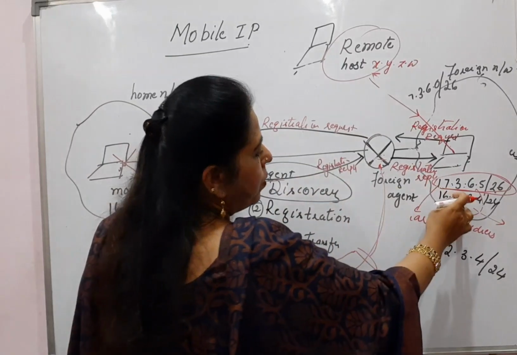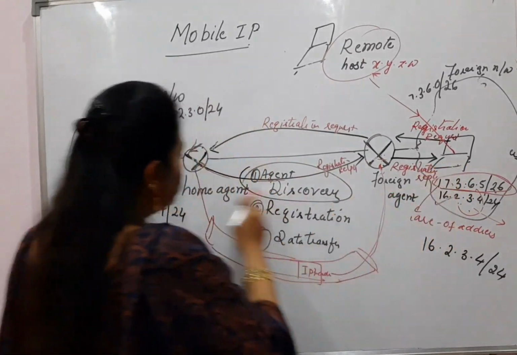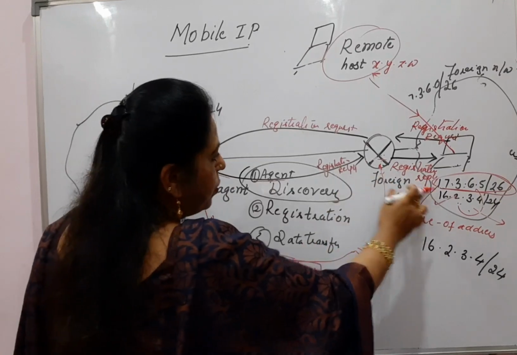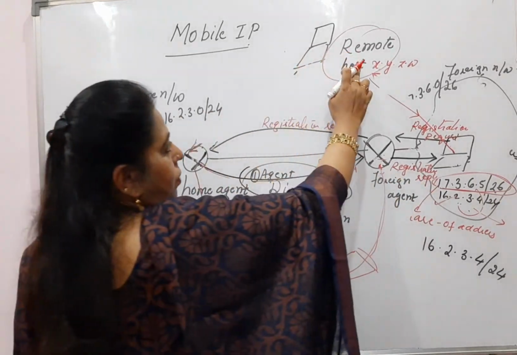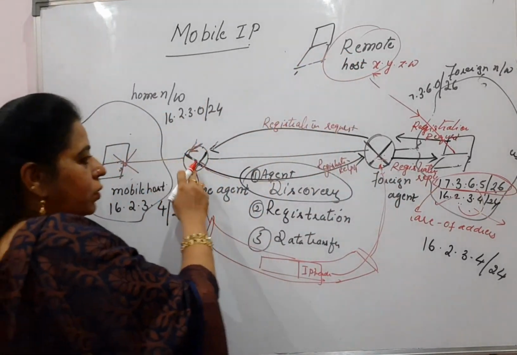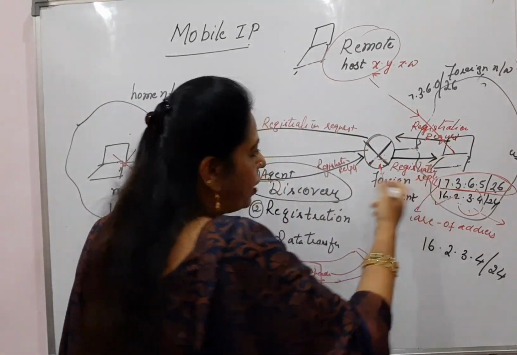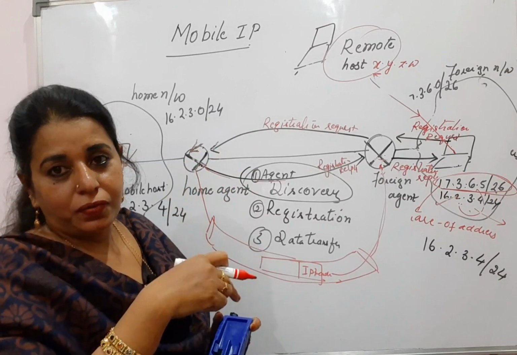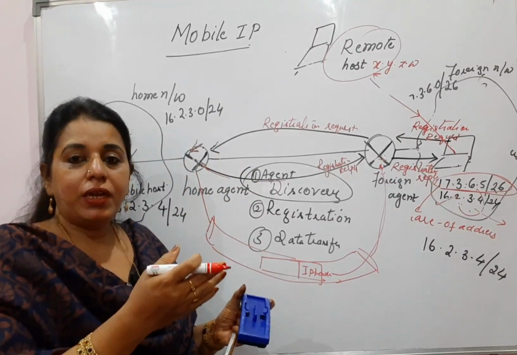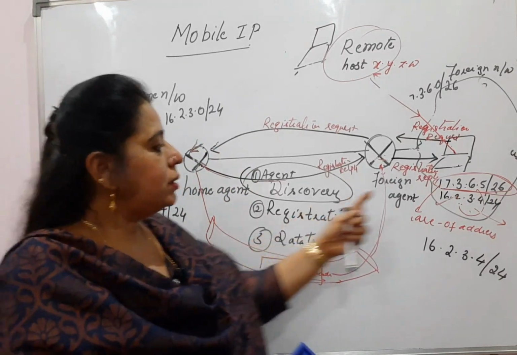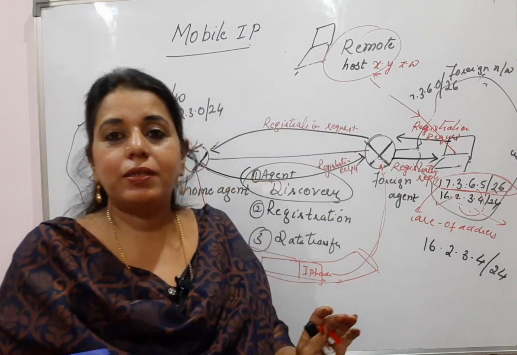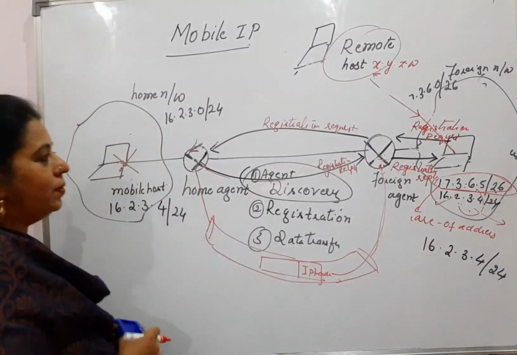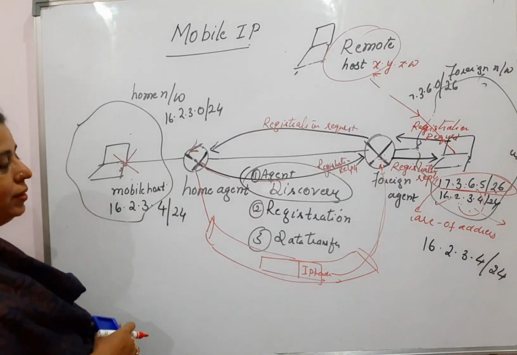But when the mobile host receives the packet and decapsulates it, it does not come to know that the remote host first sent to the home agent, which further forwarded to the foreign agent, and the foreign agent sent the message. So much has happened here, and this host is not aware of it. It simply receives the packet and replies to the packet. So this is how mobile IP works.